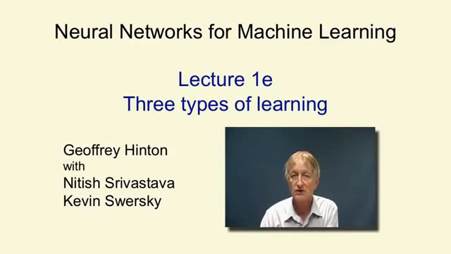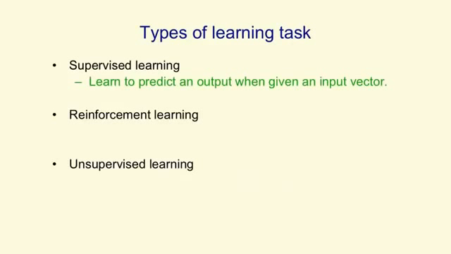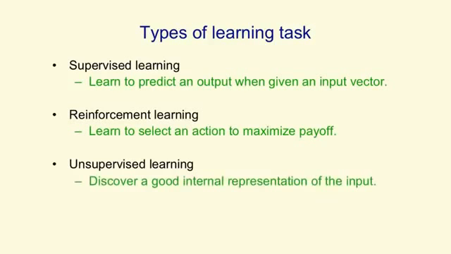In this video, I'm going to talk about 3 different types of machine learning: supervised learning, reinforcement learning, and unsupervised learning. Broadly speaking, the first half of the course will be about supervised learning. The second half of the course will be mainly about unsupervised learning, and reinforcement learning will not be covered in the course because we can't cover everything. Learning can be divided into 3 broad groups of algorithms. In supervised learning, you're trying to predict an output when given an input vector. So it's fairly clear what the point of supervised learning is. In reinforcement learning, you're trying to select actions or sequences of actions to maximize the rewards you get, and the rewards may only occur occasionally. In unsupervised learning, you're trying to discover a good internal representation of the input, and we'll come later to what that might mean.